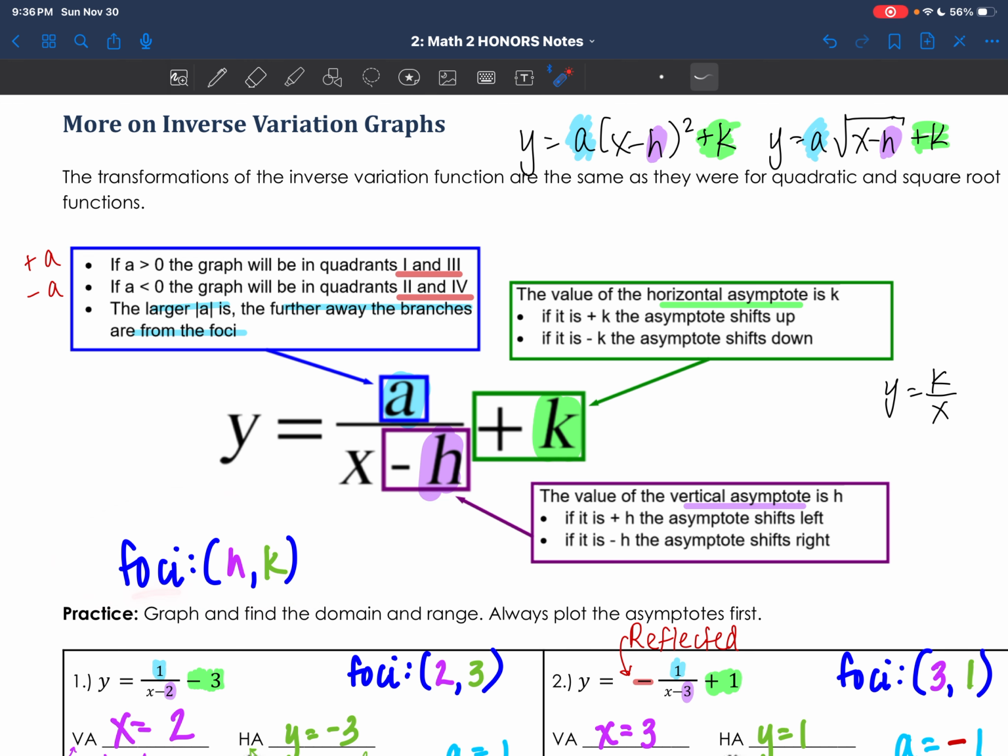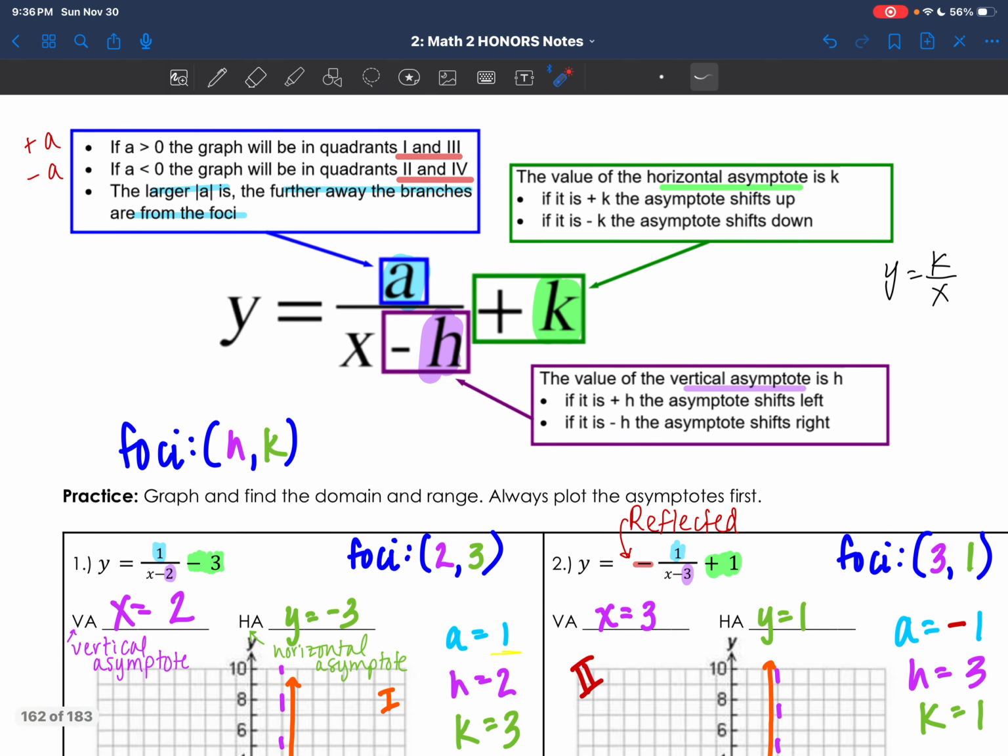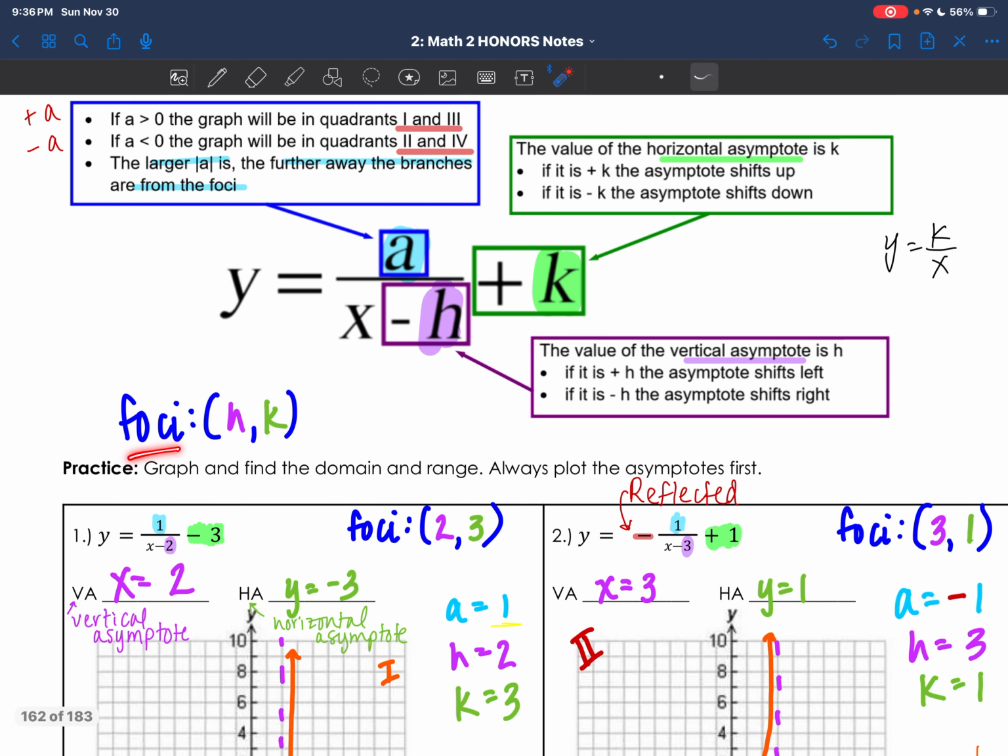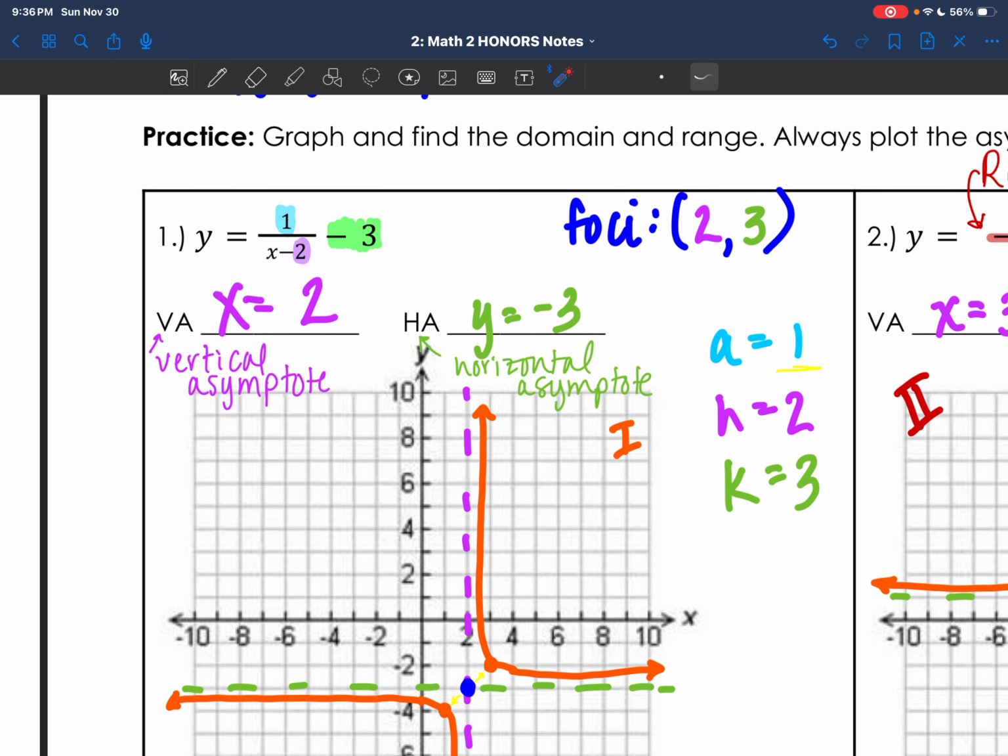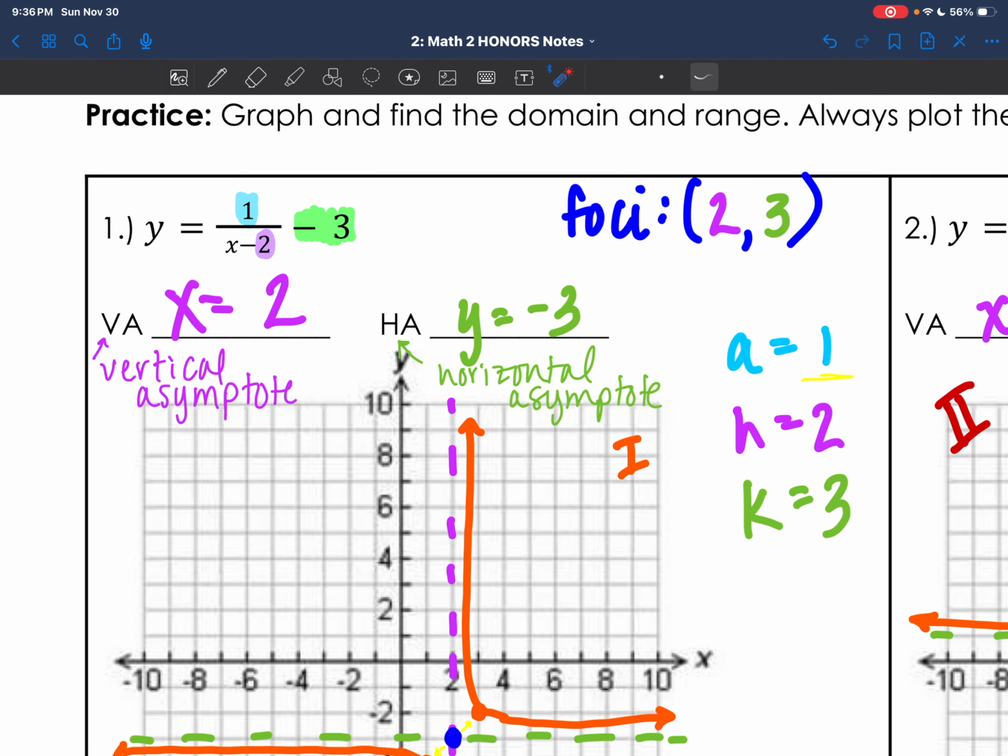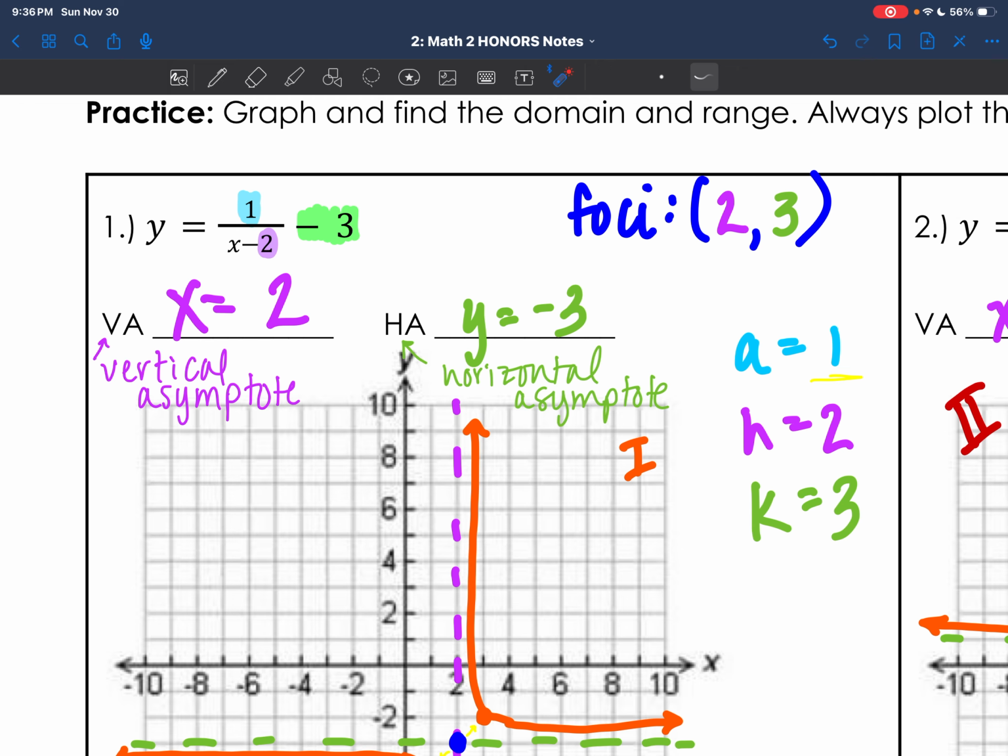But like I said, the foci is what we're using instead of a vertex or an anchor point. All right, so let's get started. It looks like a lot at first, but once you get the hang of graphing it, it's actually not that bad, and you get to understand how all the other parts relate to this.